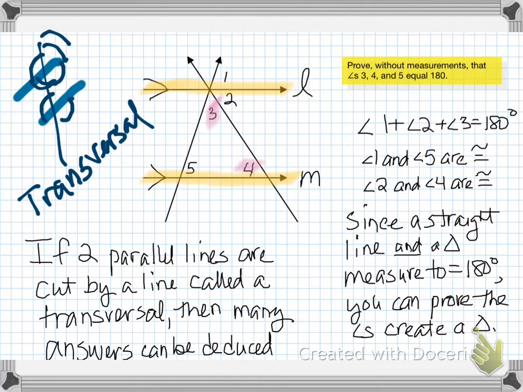3, 4, and 5. Now, the rule of a triangle is that all three of those equal 180, but that isn't the only way to do it. I can still prove it. Since a straight line and a triangle measure to equal 180 degrees, you can prove that the angles create a triangle. If I added 1, 2, and 3 together, that would be 180. Angle 2 and angle 4 are congruent, and angle 5 and angle 1 are congruent. So, what that is saying is this.